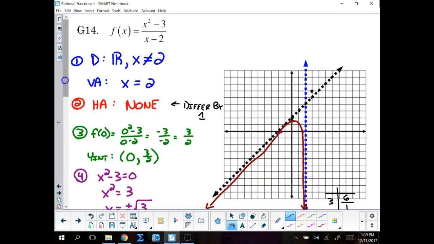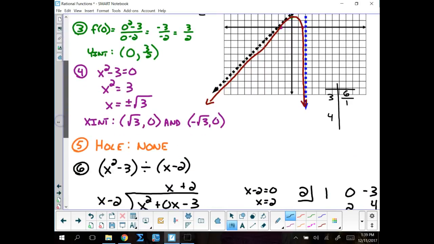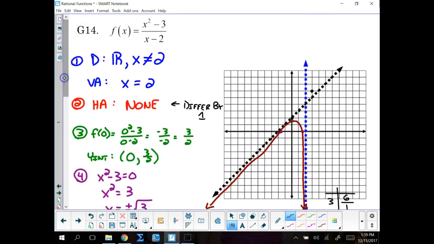If I put in 5, let's say. Oh, wait, I said 4. Okay, that's fine. 4 squared is 16, minus 3 is 13. 4 minus 2 is 2. 13 divided by 2 is 6.5. So that would be right there. Enough, or do we want one more? I think that's enough, because it's going to come in along my slant asymptote, and then it's got to curve and go up.